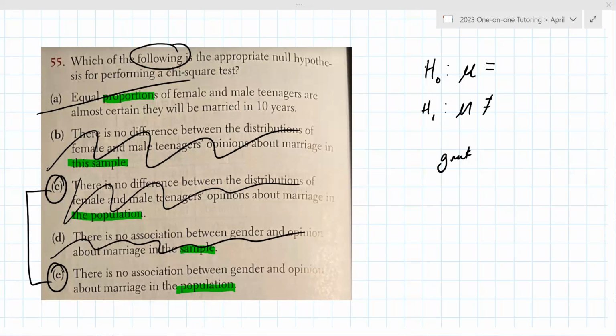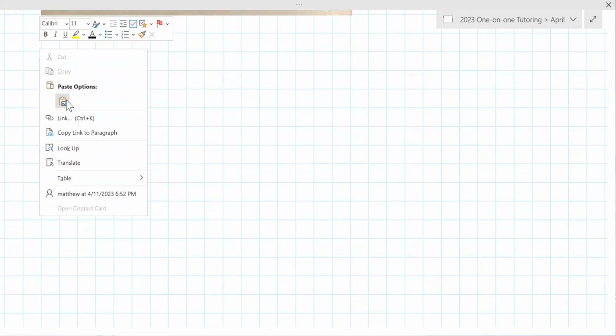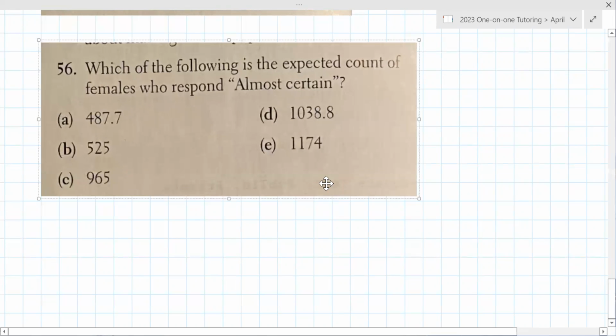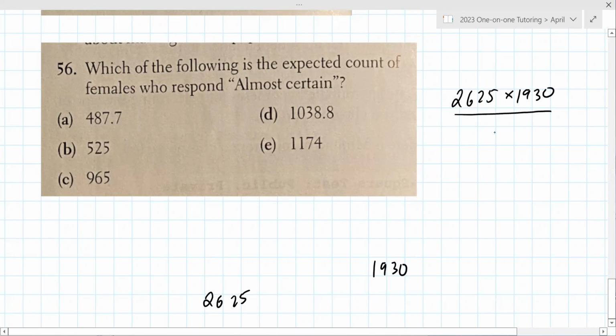Are we going on to 56, 57? Yeah, 56. Okay. So the expected counts of females who respond almost certain. So I'm looking at your picture here. Female total is 2625. Almost certain row total is 1930. So you multiply those together, 2625 times 1930, and you divide by the grand total, 4,877.